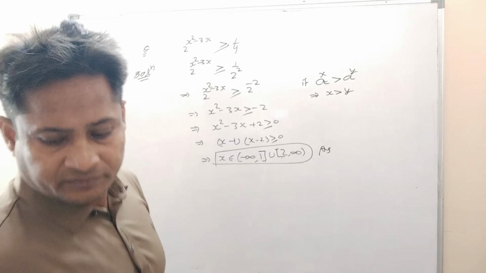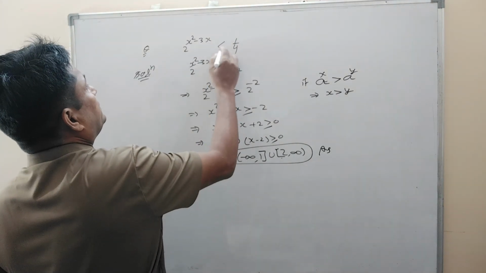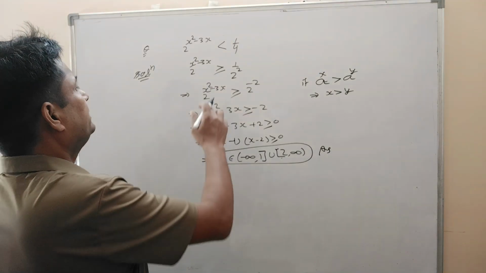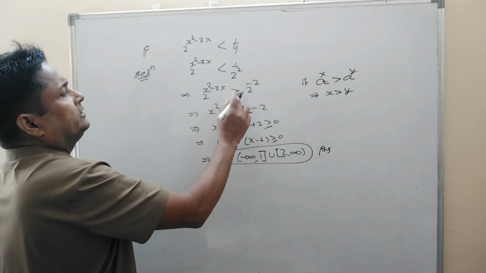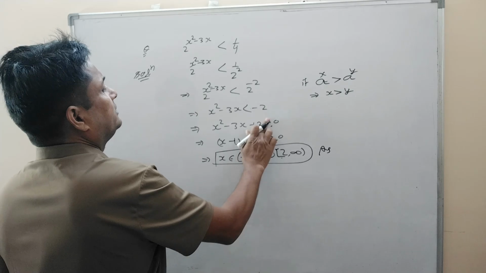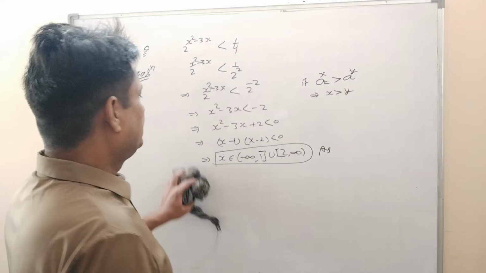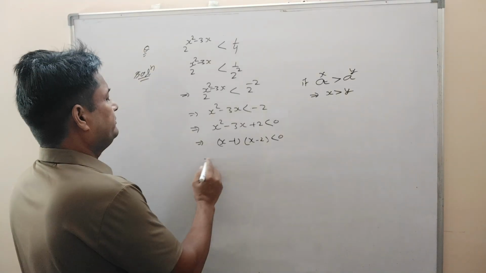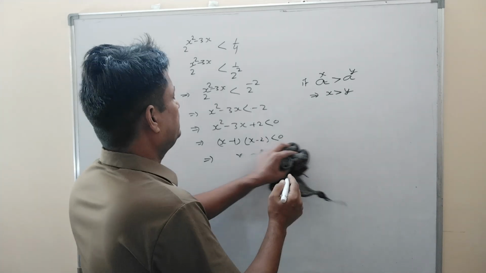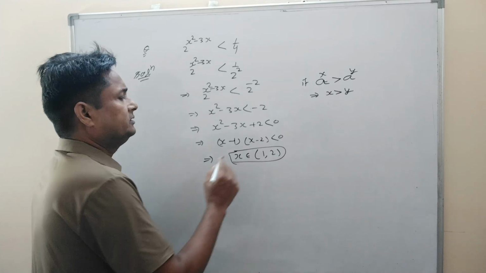If you have here less than, if you want to solve this inequality with less than, then what will be the answer? In this case it will be less than everywhere. Then the answer for this one will be x belongs to (1, 2). This is the answer in this case.